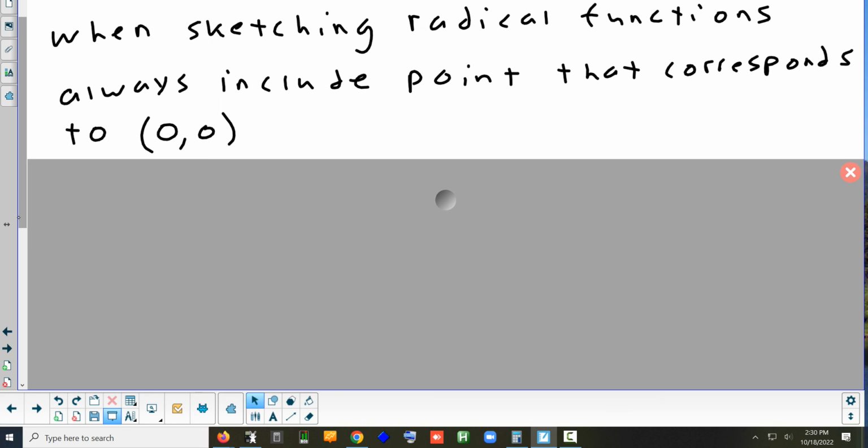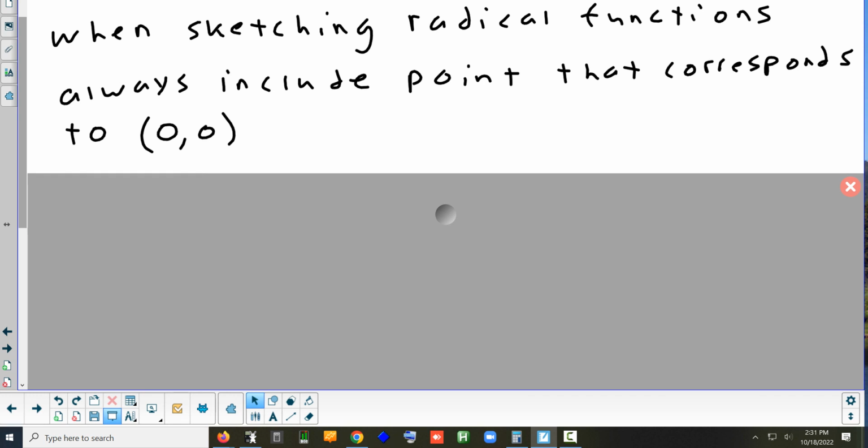All right, so I think the last thing we'll look at today is how do we sketch a radical function. We'll probably do one sketch today with an even root. We'll do another sketch tomorrow with an odd root, so that we'll pick up with sketching tomorrow.